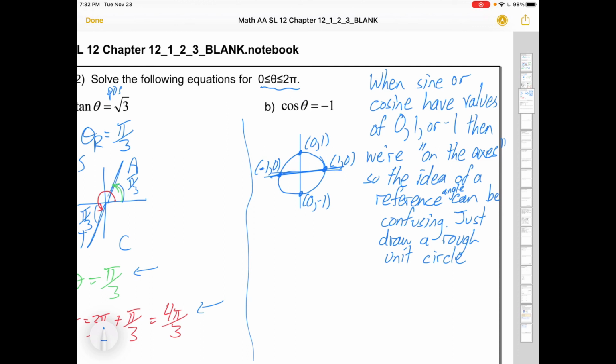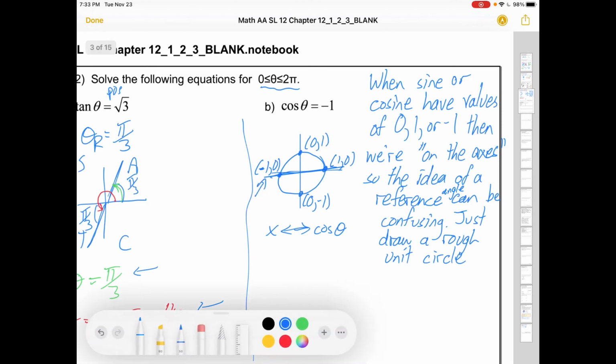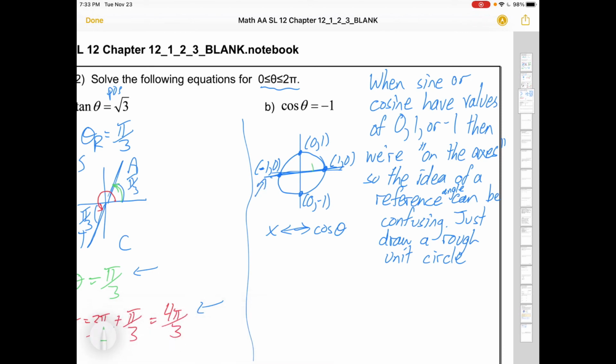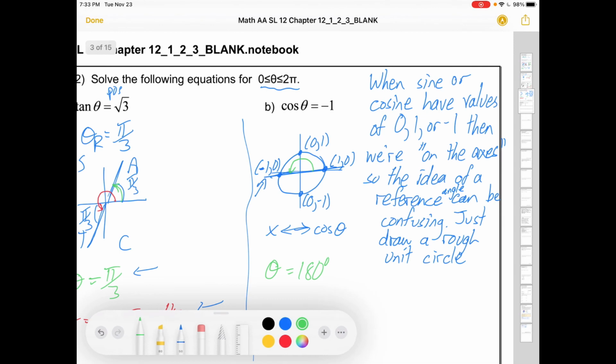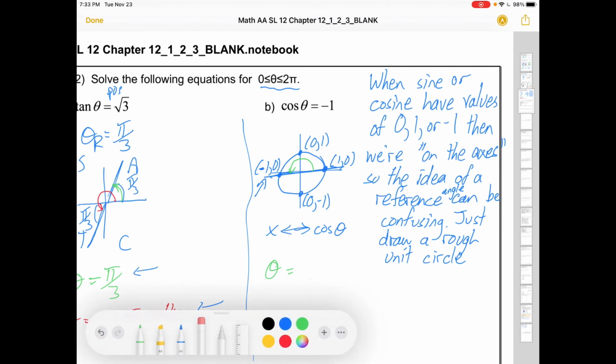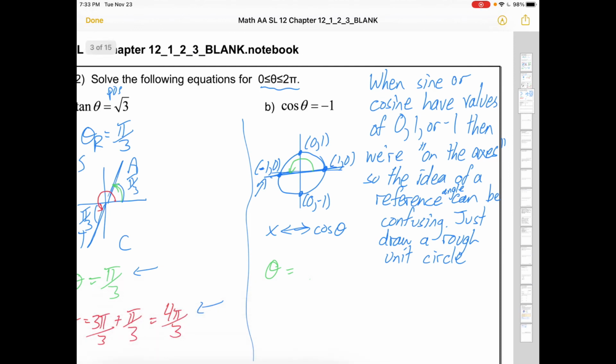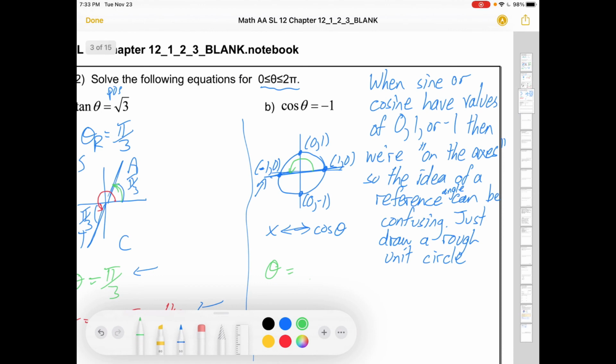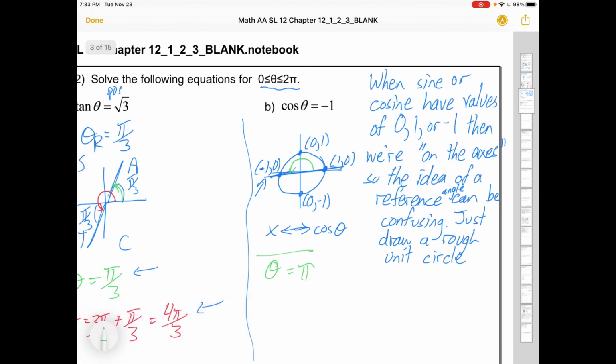Well, on the unit circle, x is cosine. Okay, so we must be talking about this spot right here. And what is that as an angle? Well, it's 180 degrees. But oh no, we're supposed to do this in radians. 180 degrees is pi radians. So we can go back and just write it in radians, as long as my pen comes back to me. There we go. Theta is pi.